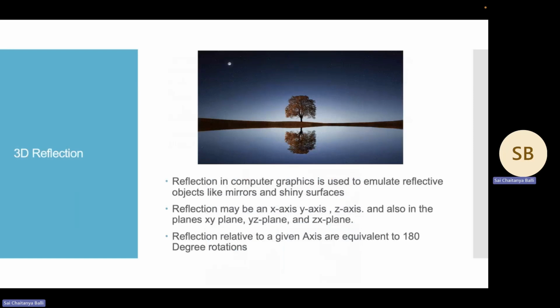Now we come to 3D reflection. 3D reflection in computer graphics is used to render reflective objects like mirrors and shiny surfaces. Reflections may be about the x-axis, y-axis, z-axis, and also in the xy plane, yz plane, and even the zx plane. The reflection relative to a given axis is equivalent to a 180-degree rotation.